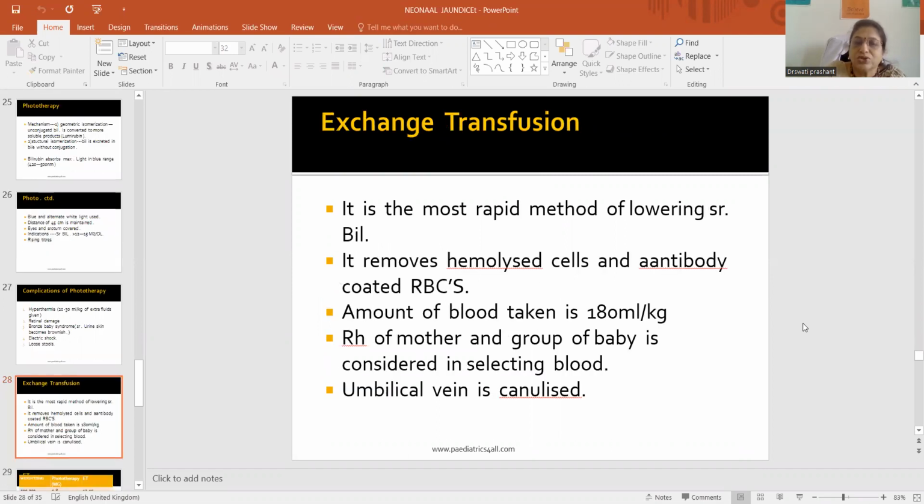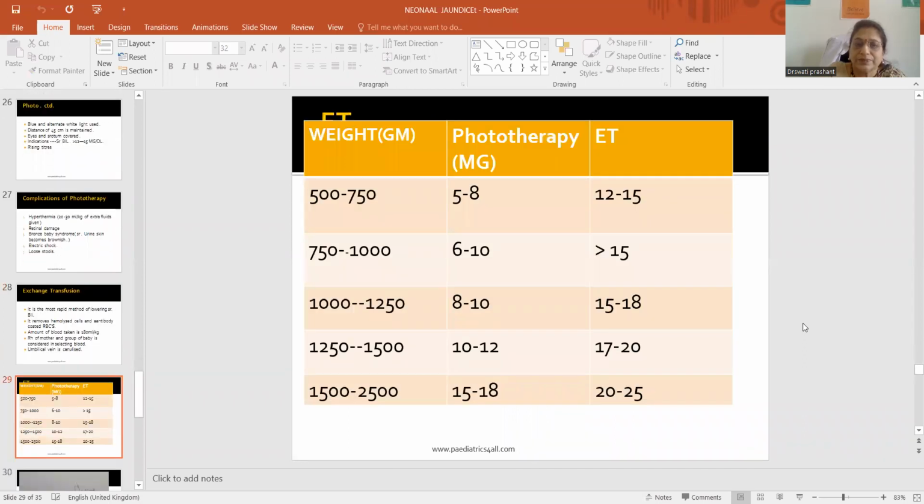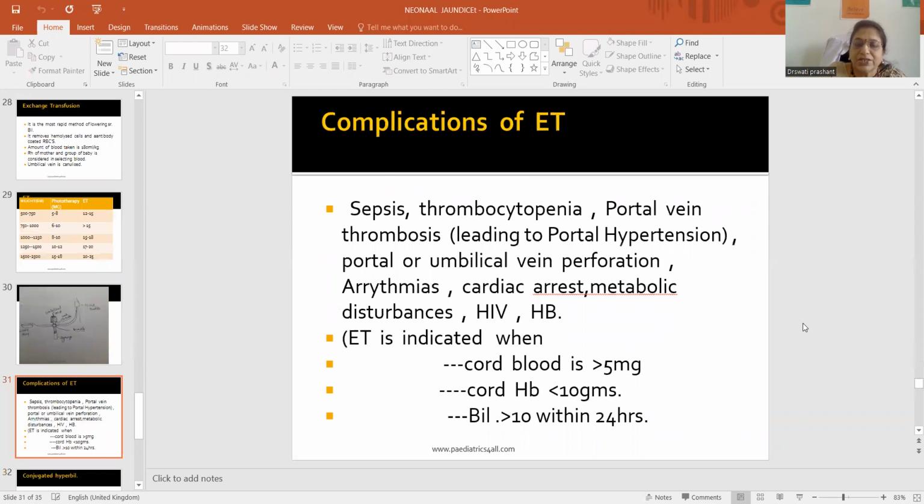Exchange transfusion is the most rapid method of lowering serum bilirubin. It removes hemolyzed cells and antibody-coated RBCs. Amount of blood taken is 180 ml per kg, and RH of the mother and group of the baby is considered, but for practical purposes, O negative blood group should be selected to do exchange transfusion. It is done through umbilical vein canalization. Complications of exchange transfusion are sepsis, thrombocytopenia, portal vein thrombosis, umbilical vein perforation, arrhythmias, cardiac arrest, metabolic disturbances, HIV, hepatitis B transmission.